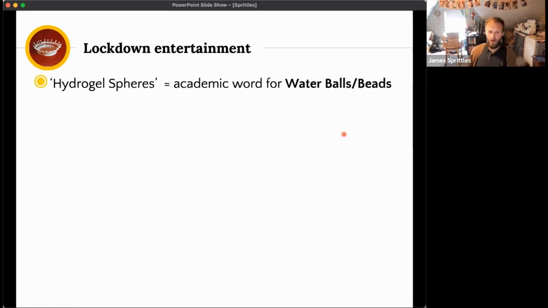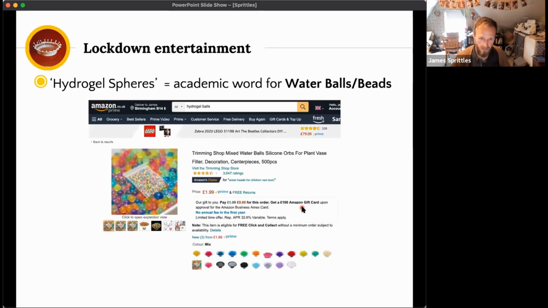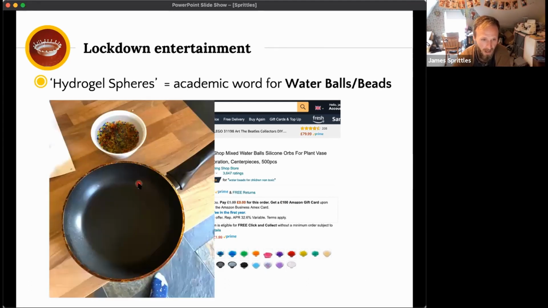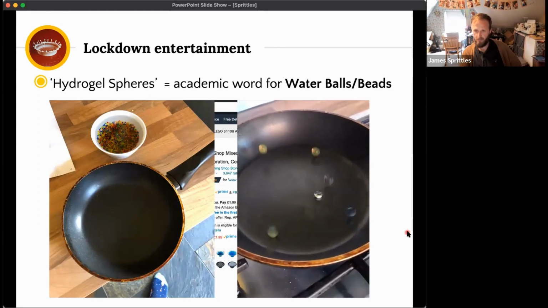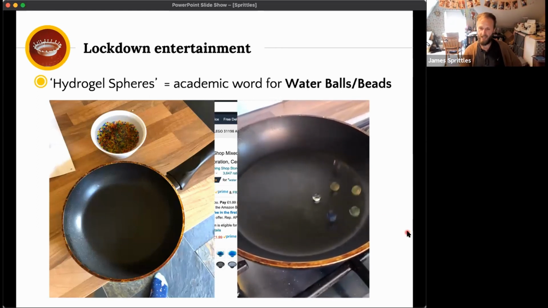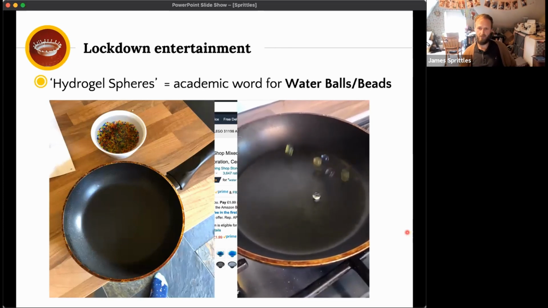Now, hydrogel spheres is just essentially a posh name for what's called water balls or water beads. So in one of the desperate moments with my children during lockdown, to entertain them, I bought some of these spheres. Here they are. They start off tiny, and then they absorb so much water that they're essentially 99% water once full. If this is an experiment that I can do, I'm sure it's an experiment you can all do. You can just put them on a frying pan and watch them bounce around for fun, and that will entertain children for at least 2 or 3 minutes.